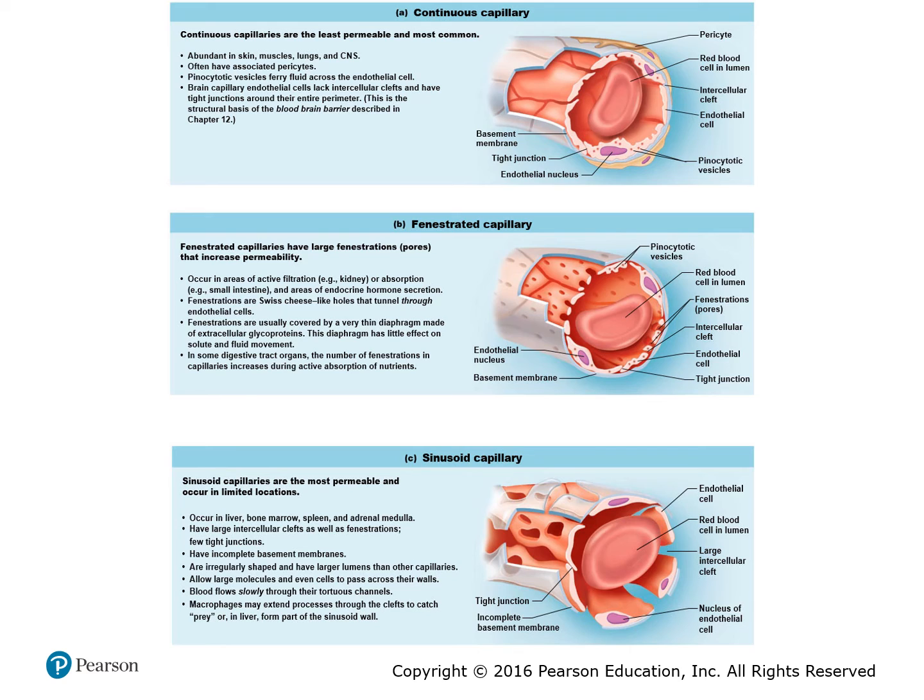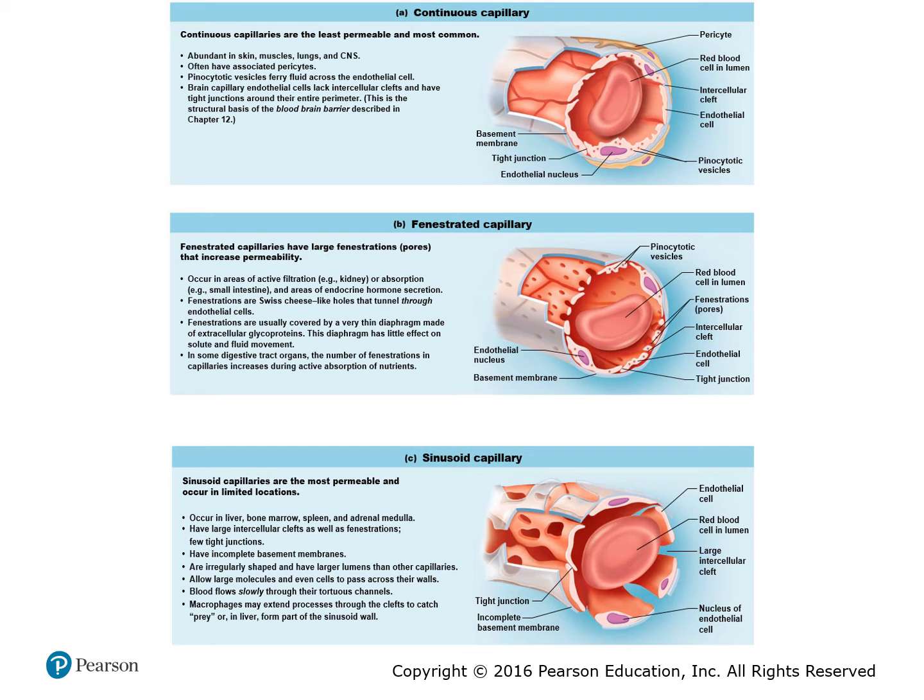The sinusoids do exist, but you can find those in the liver, the bone marrow, the spleen, and the adrenal medulla. Other than that, you're not going to find those in the body. So all capillary endothelial cells are joined by tight junctions with gaps called intercellular clefts. And the purpose of these is to allow passage of fluids and small solutes.